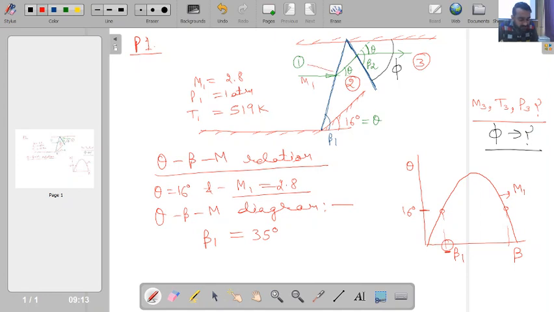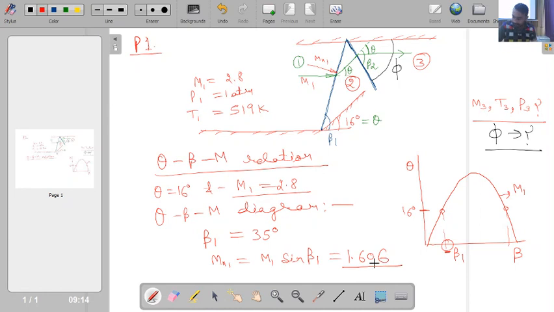If I have to consider Mn1, considering these geometrical parameters, I have already given the details that Mn1 will be equal to M1 into sine beta 1. So if you calculate this value, it comes out to be 1.606. Is this point clear? So this is the value we are getting over here.